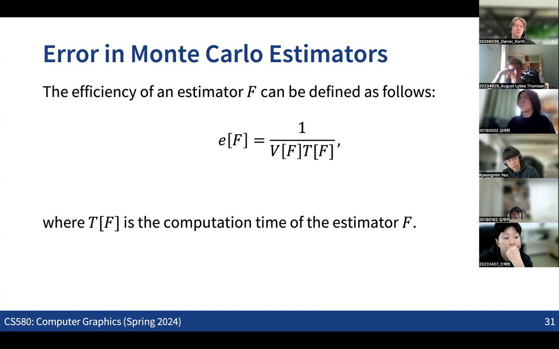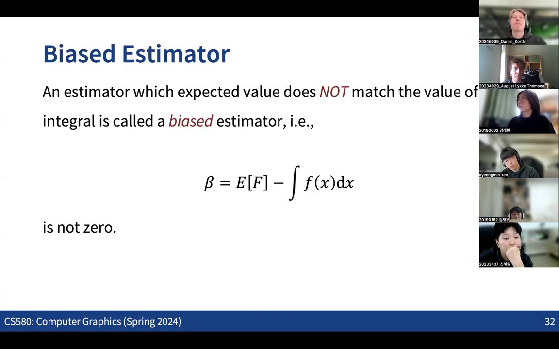So what we can say is that when we have multiple estimators, we can pick the one which is unbiased and also gives the best efficiency. But there are cases where we have an estimator whose expected value does not match the value that we want to see, the value of the integral. Those are the cases that we call a biased estimator. Formally, the difference between the expected value of the estimator and the integral value becomes non-zero.